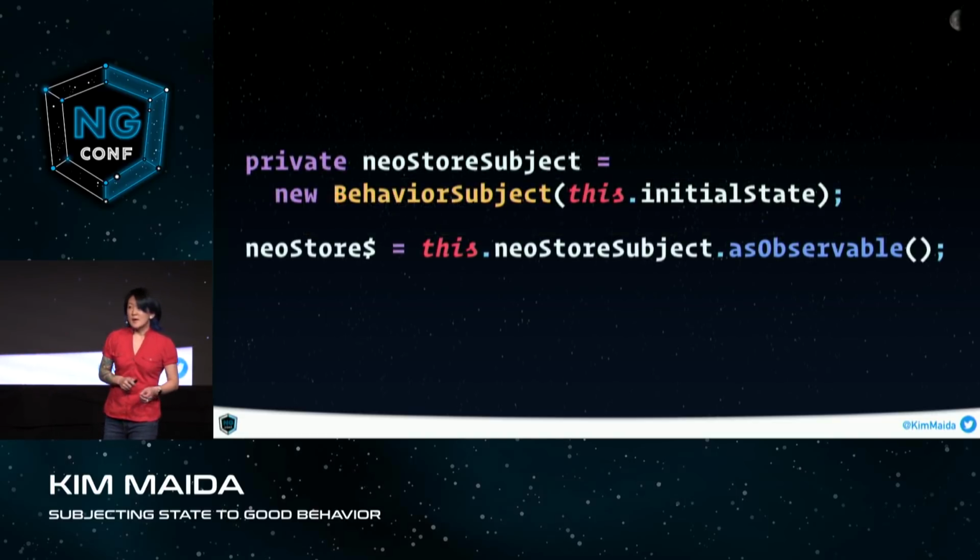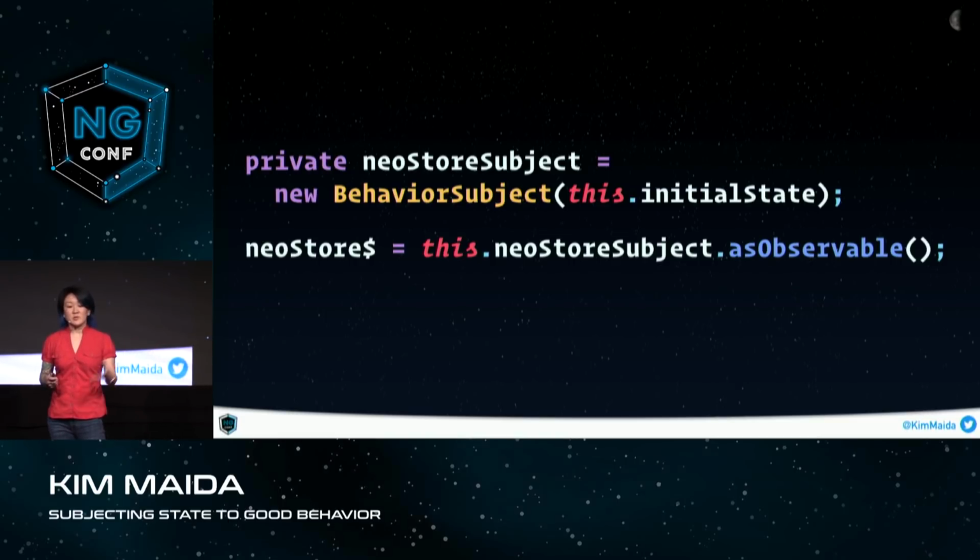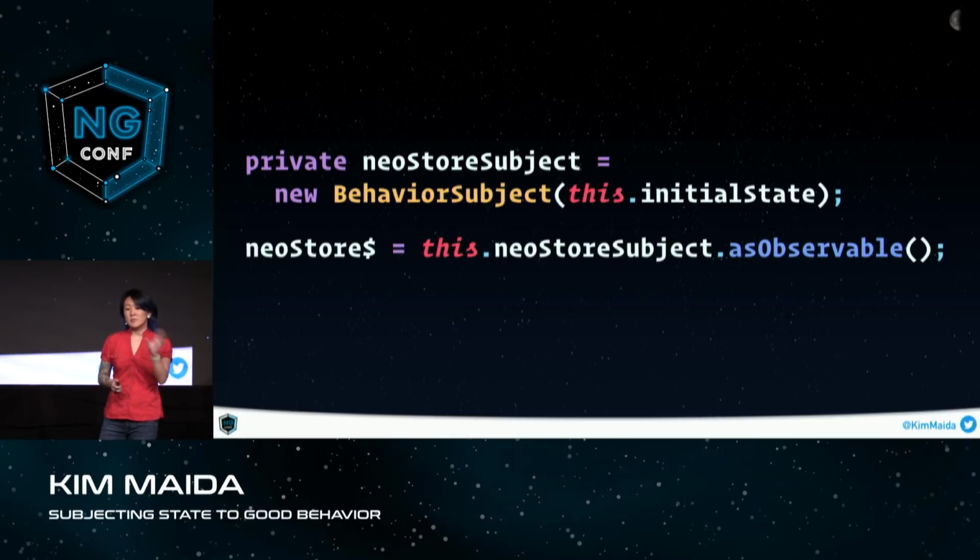So my state class looks pretty familiar to the first example that I showed for the picture of the day. I have a private store subject, and this is a behavior subject. It's got initial state, and then I have a public NeoStore observable. This time I'm not doing any transformations with operators, so I'm just going to say asObservable.